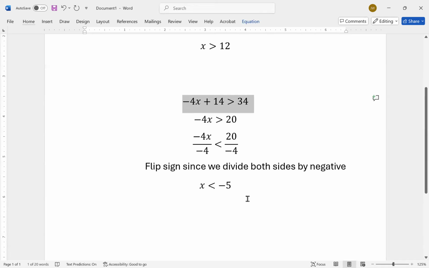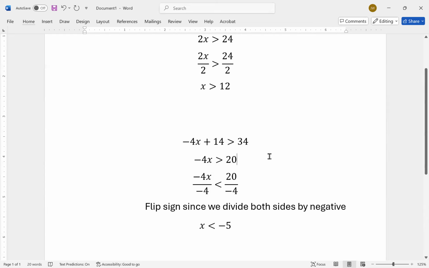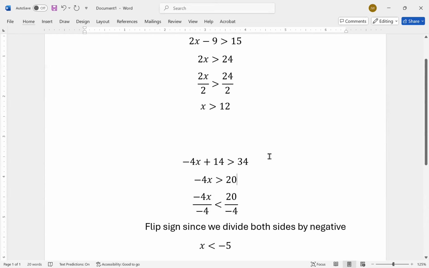So for instance, if I plugged in a -6, -4 times -6 is a +24, plus 14 gives me 38, which is in fact greater than 34. Or if I plugged in a -7, -7 is less than -5. So I'd get -4 times -7, that's a +28, plus 14, that's going to be 42, which is in fact greater than 34. So that's how we solve these inequalities.